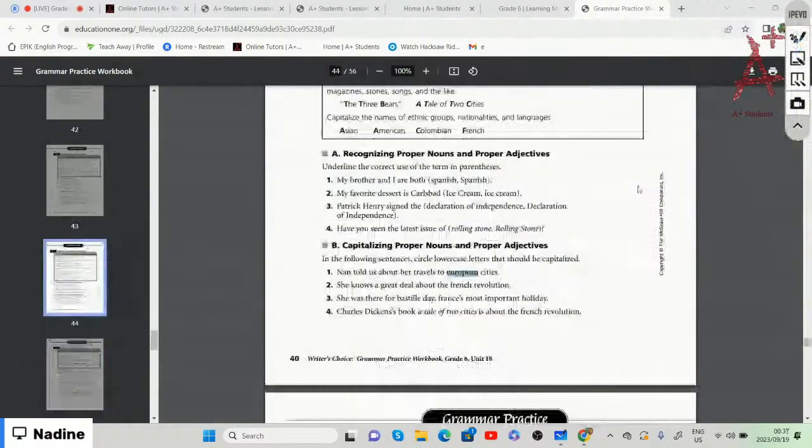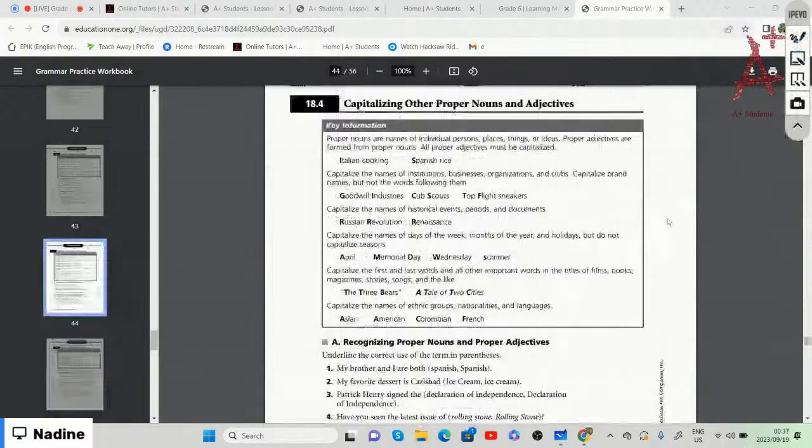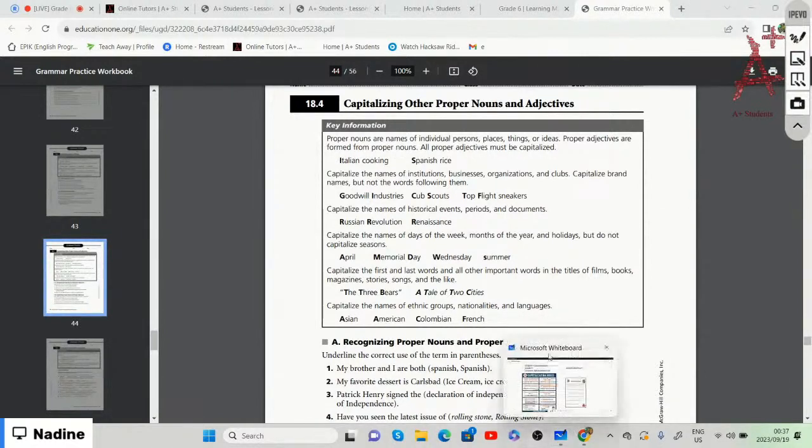All right, so there's capitalization. And remember, when we form or fix capitalization errors, we need to keep the rules in mind. What are all the rules when it comes to capitalizing and also not capitalizing? All right, so now let's go back to our whiteboard.